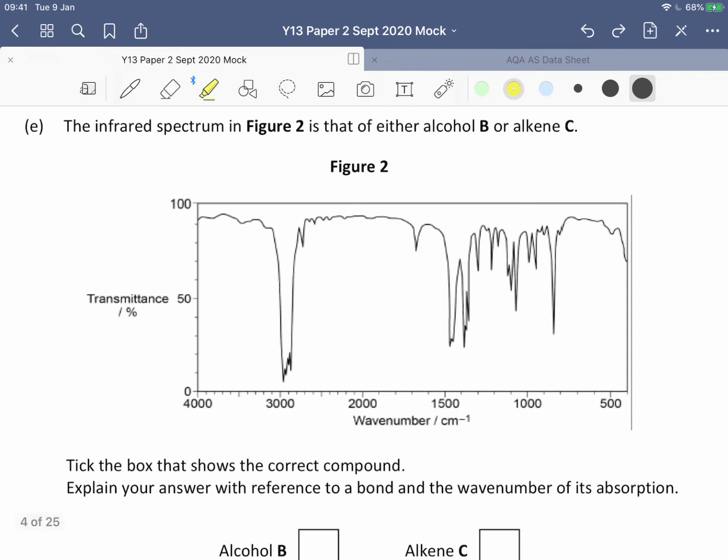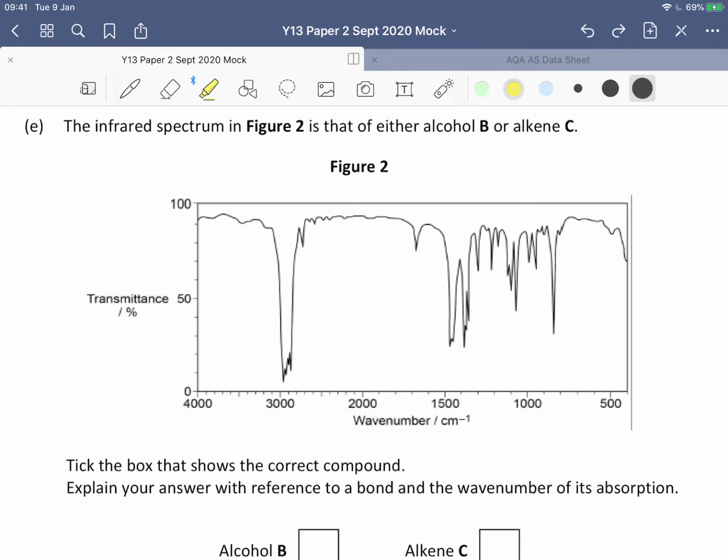Okay, so now we're doing the infrared spectrum of figure 2. Sorry, this figure 2 is either the alcohol we have made in part C, or it's the alkene we've made in part D, right? So the two reactions that have just taken place. So please remember, these questions do build on each other. They are referring or related to things that have come before.